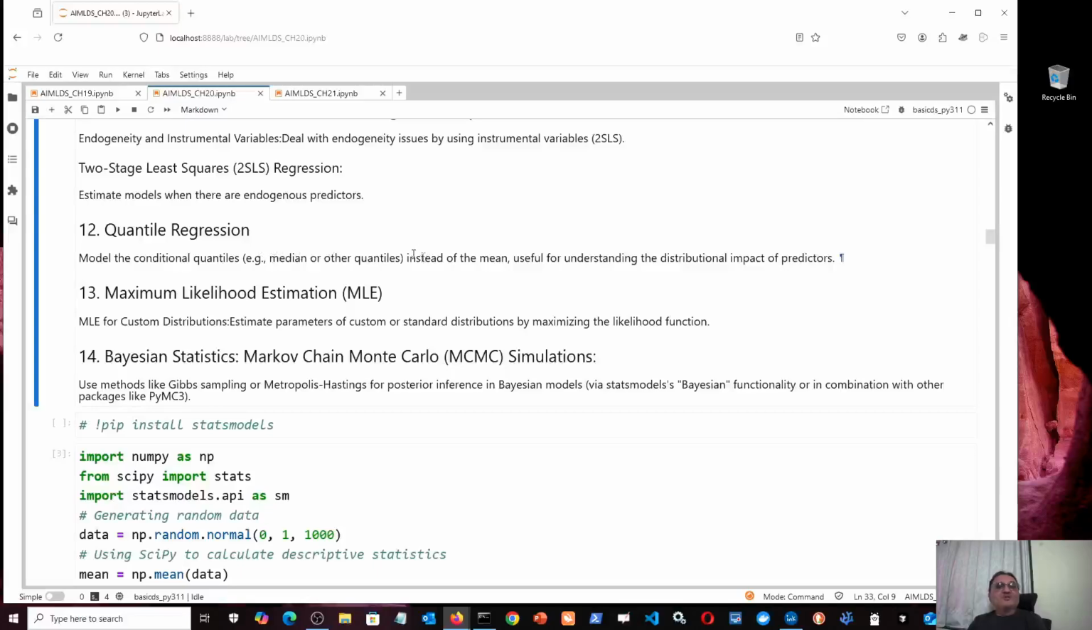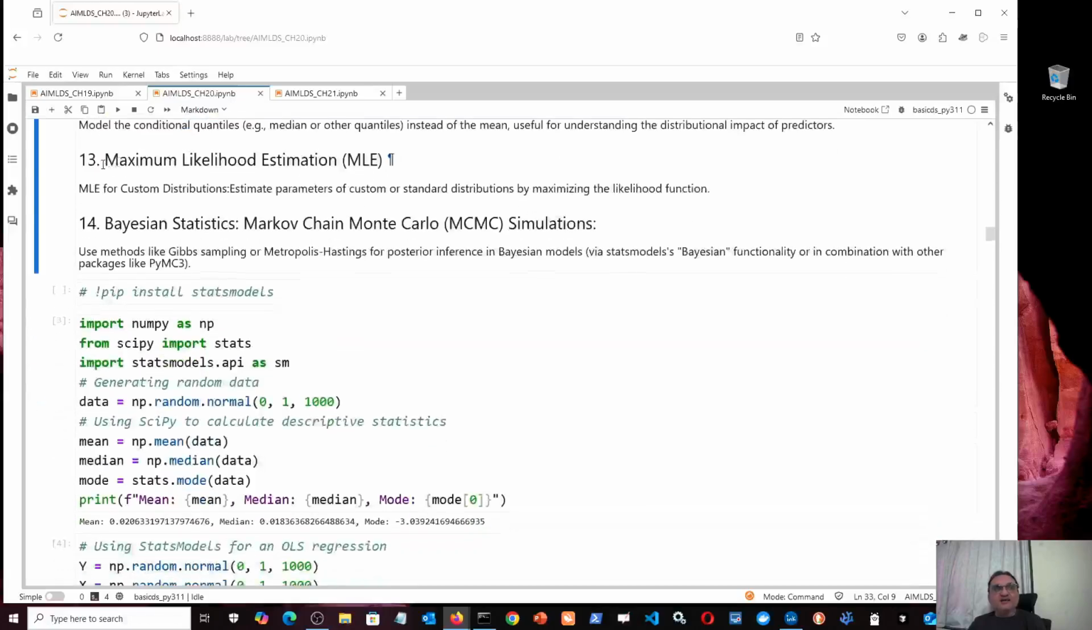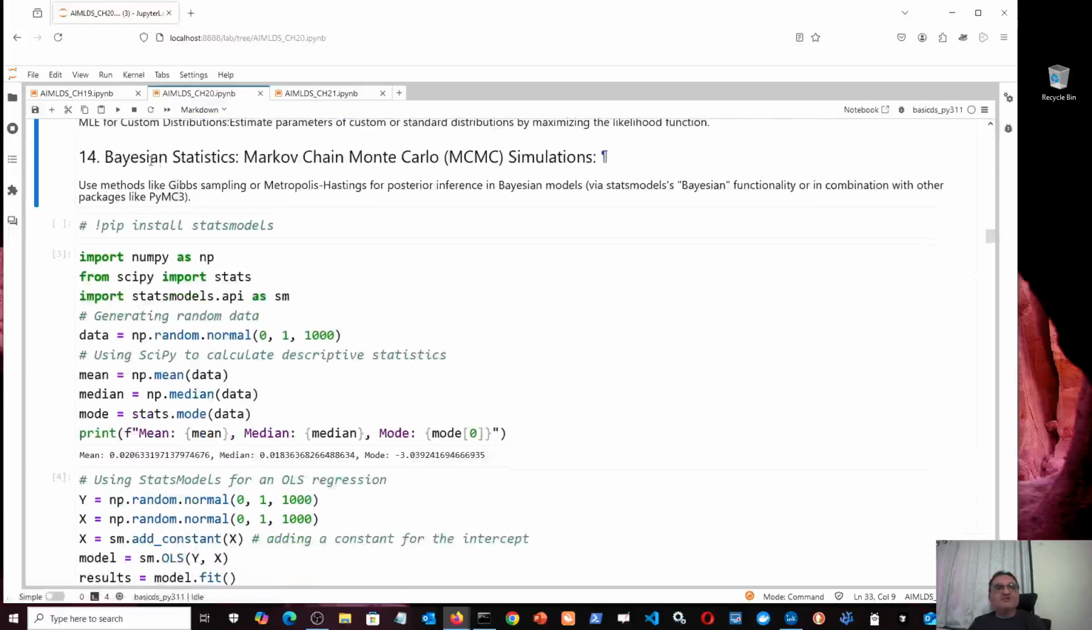So instead of regressing over the mean, we will be using regression over the median. That is called quantile regression. We will be doing that in detail. Maximum likelihood estimation, again we will be discussing that in much detail, so I'm not discussing it at present.